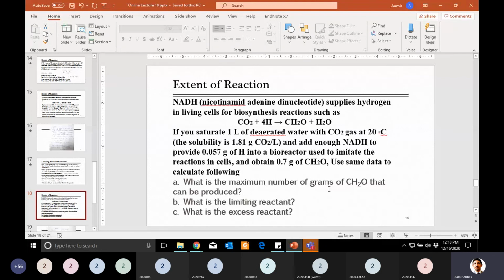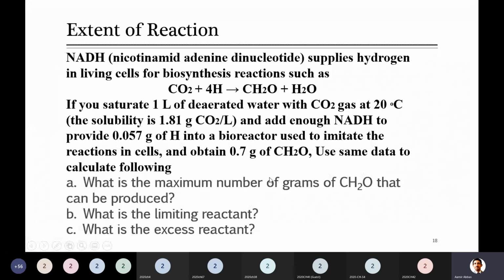So what is the maximum number of grams of CH2O that can be produced? Okay, the one girl who was asking the question, yes, you are right, because here he said what is the maximum number of grams of CH2O that can be produced. That's not the amount which is given. He is asking about the maximum, so we have to find that as well. You have to find what is the limiting reactant and what is the excess reactant.